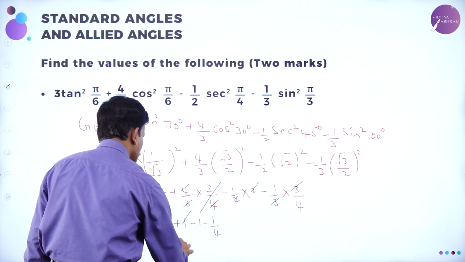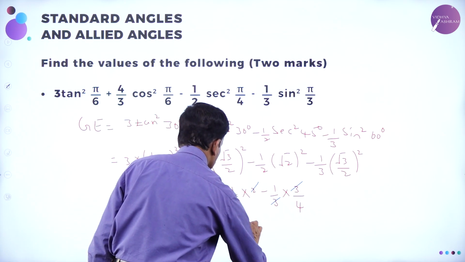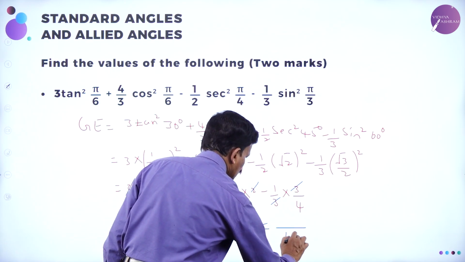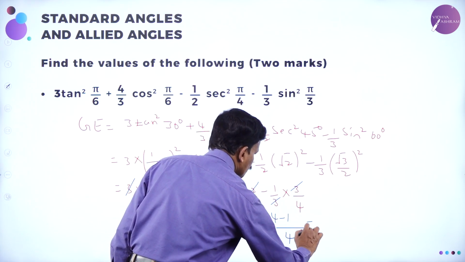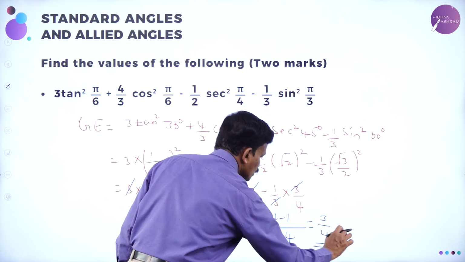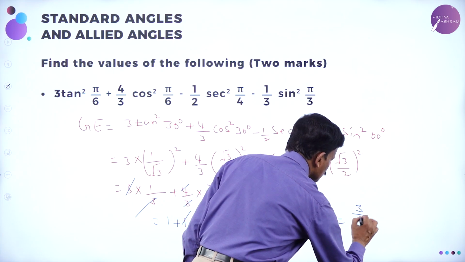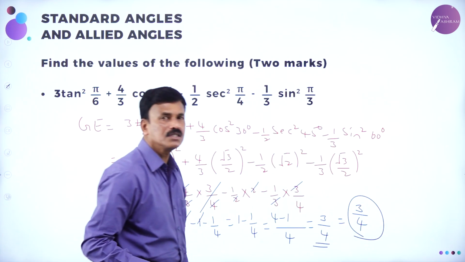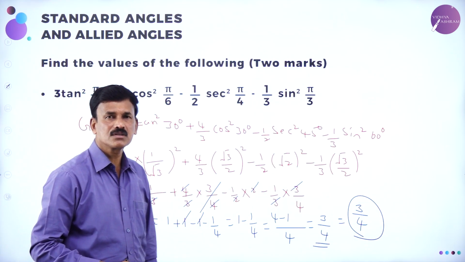Now, here minus 1 plus 1 gets cancelled. This is equal to 1 minus 1 by 4. Take 4 as the LCM. 4 ones are 4 minus 1 is 3 by 4. So, the required answer is equal to 3 divided by 4. 3 by 4 is the required answer. That's it. Hope you followed.